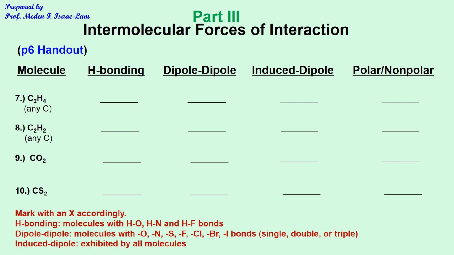Now, number 7, C2H4, is it polar or non-polar? No, it's not polar because the molecule is symmetrical and the carbon to H bond is not polar, meaning that the pull of one side is the same as the pull of the other side. It's like a tug of war.